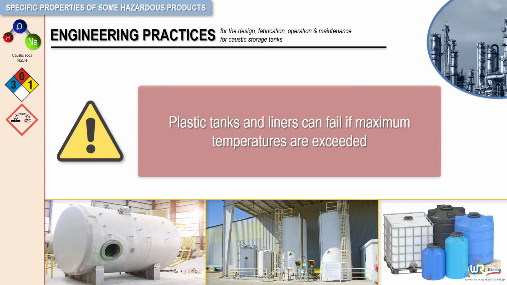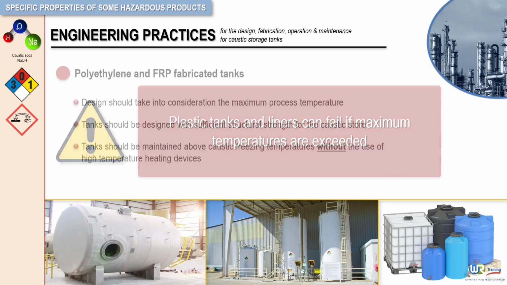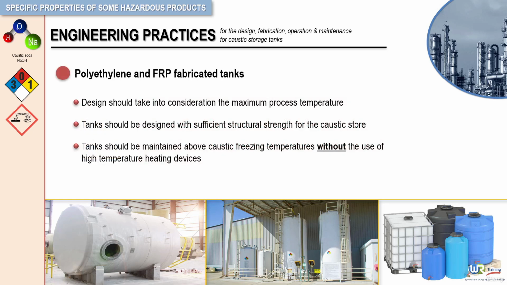Many plastics like polyethylene and FRP fabricated storage tanks have been used for small tank storage applications. Here, it is important the tank be designed with sufficient structural strength for the caustic stored. It is also important the tank be maintained above caustic freezing temperatures without the use of high-temperature heating devices, which can weaken plastic materials at elevated temperatures.